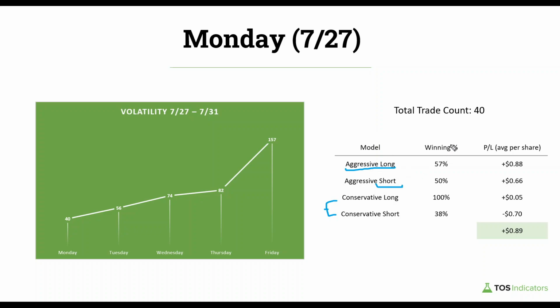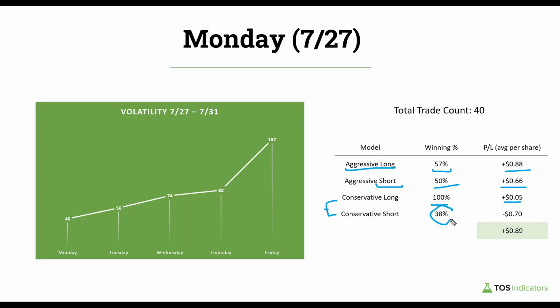With our aggressive long, we had a winning percentage of 57% and a net P&L average per share of that model of 88 cents. On the short, we had 50% with 66 cents per share. Off of our conservative long, we had 100%, but this was only one trade, and that was a 5-cent winner, so fairly small. And then off of our conservative short, this was the model that did not work on Monday.